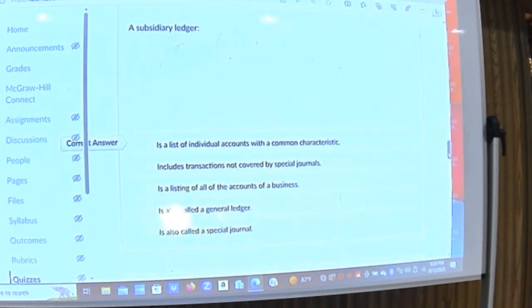this is just another way of saying the same thing. A list of individual accounts with a common characteristic. Again, answer, subsidiary ledger. Just phrased a little differently. A subsidiary ledger is a list of individual accounts with a common characteristic. First response.